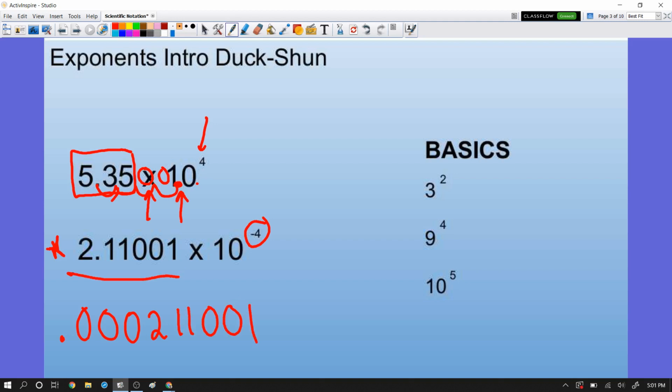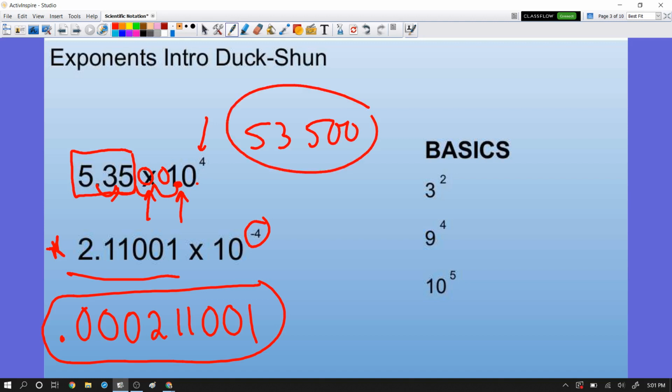You can't just rewrite it where the decimal was, like 0.0002. You got to rewrite all the stuff that comes after it as well. So you can see this is what I'm talking about is a tiny number, and 53,500 is what I'm talking about is a big number, okay? So that's a number greater than 1, and this is a number less than 1. That's what classifies a big number in scientific notation.